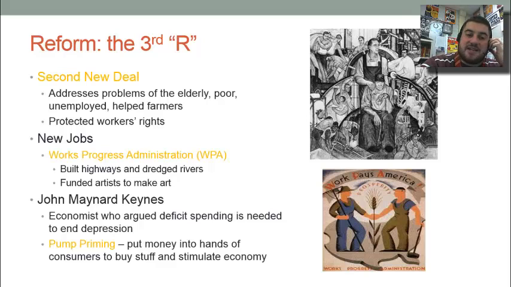John Maynard Keynes is the guy behind what is called Keynesian economics, and this is called pump priming. Essentially, we put money into the hands of consumers to buy stuff and stimulate the economy. And so we do deficit spend, which is spending more money than you have. That's the whole point behind this, to pump money into the economy so we can get it moving again.